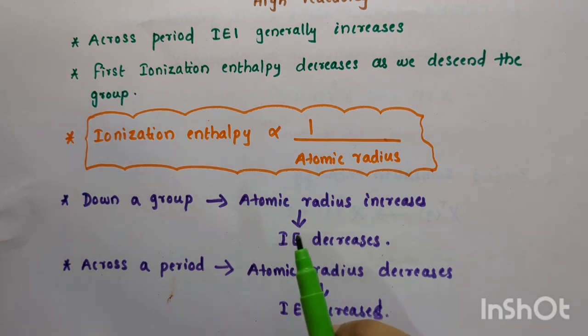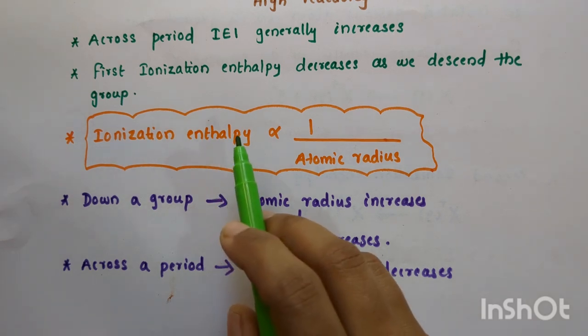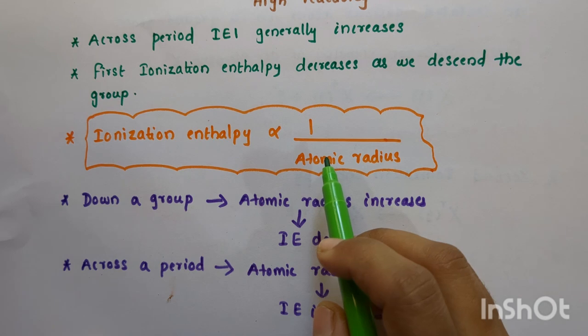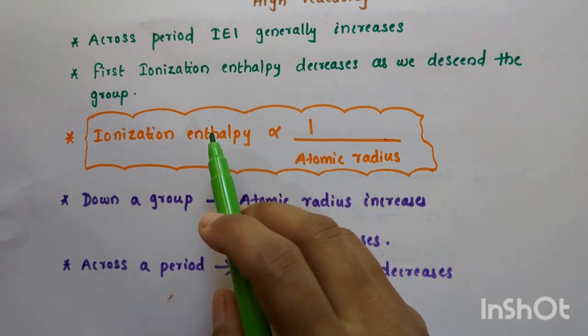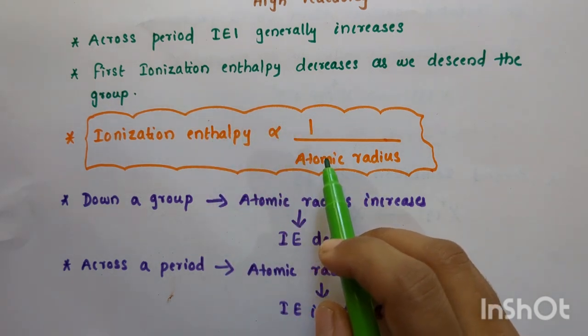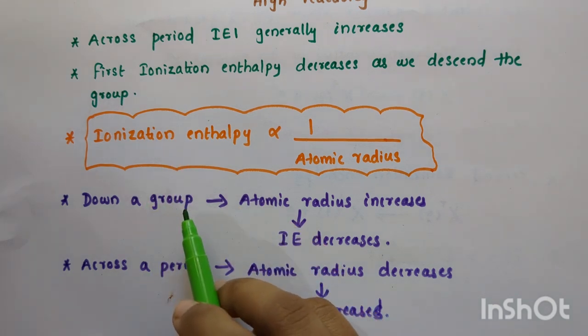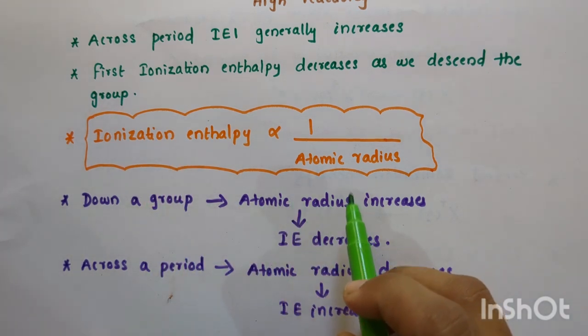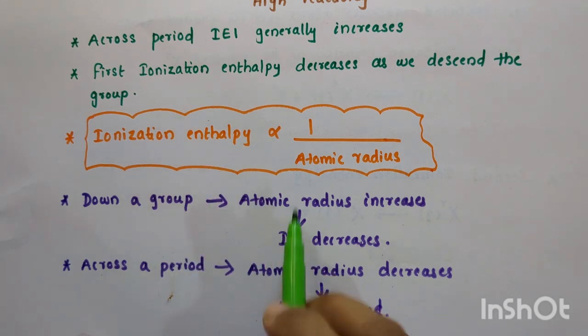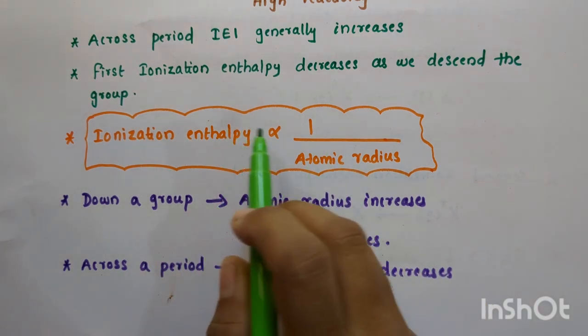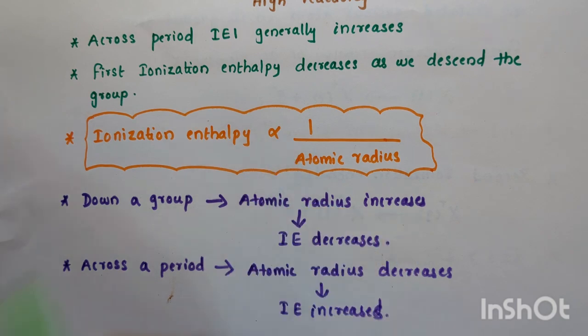That is, ionization enthalpy and atomic radius are inversely related. Smaller the atomic radius, higher the ionization enthalpy. Larger the atomic radius, lower the ionization enthalpy. So you see, down a group, atomic radius increases, so ionization enthalpy decreases because they are inversely related. Across a period, atomic radius decreases, that means ionization enthalpy increases because they are inversely related.